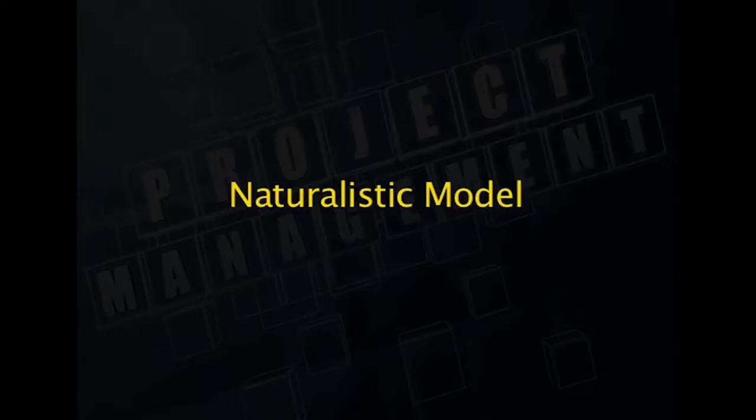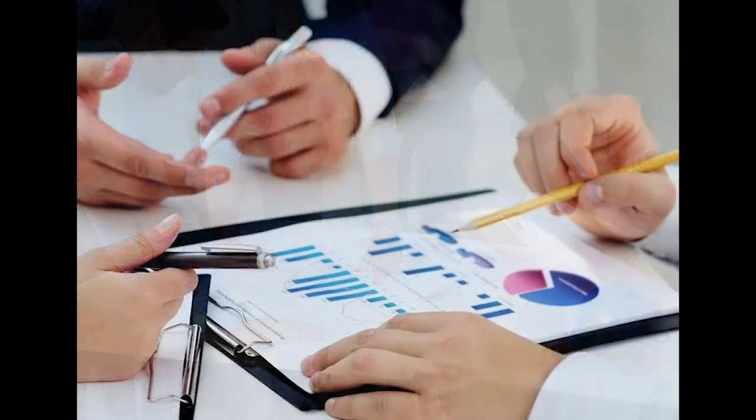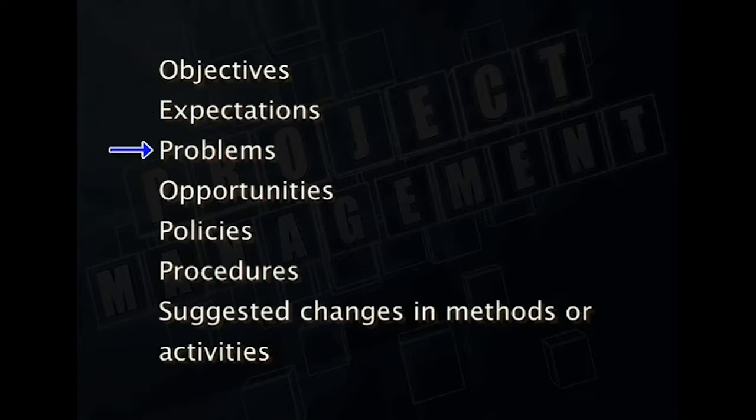Next is naturalistic model. This model assumes that a program is a natural experiment and that the purpose of evaluation is to understand how the program is operating in its natural environment. Data should be collected and analyzed from multiple perspectives. The outcome of the evaluation is dialogue concerning disagreements about objectives, expectations, problems, opportunities, policies, procedures, and suggested changes in methods or activities. Many positive collaborative changes can be made through this model of evaluation if conflict resolution skills are combined with evaluation. Another purpose of this model is to diagnose or to identify the causes for certain behavior on the part of some people or sponsors.